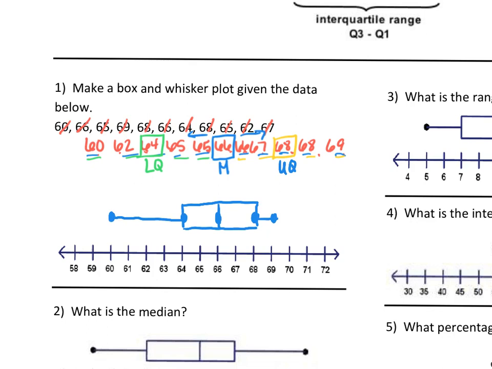Do you understand kind of how that's breaking it down? So we're saying 25% of the data falls right here, 25% of the data falls in here, 25, and 25. So from dot to dot, that's 25% of the data. Okay? Are we pretty good?